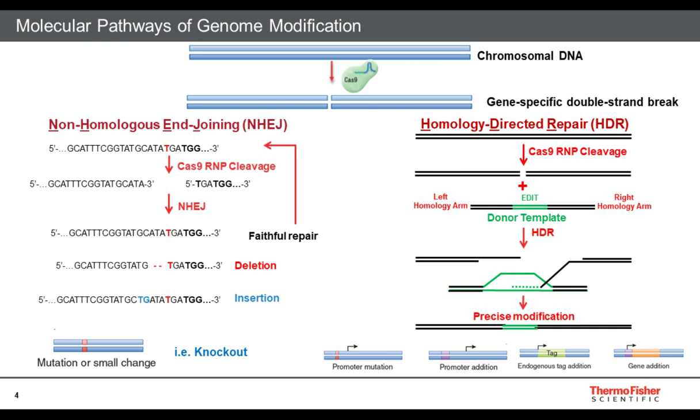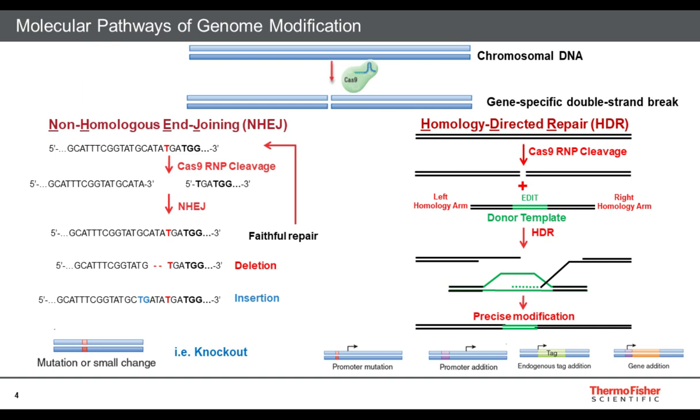And you can see through this little drawing here, you just require a correctly designed donor template with appropriately designed homology arms, and then you can end up with a precise modification. So this is very advantageous if you want to, let's say, mutate a promoter or add a promoter, or even endogenously tag a gene or add a gene.